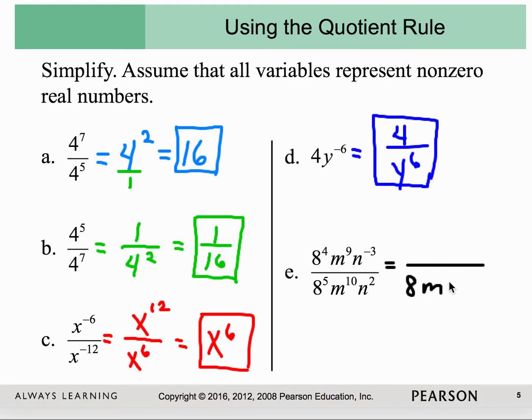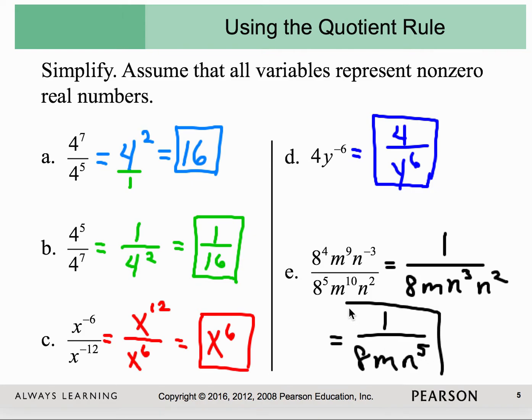Now this has to move to the bottom to make it positive. If there's nothing left in the top, there's always a 1. I know I'm not finished because I have these two that have the same base, so I can combine those. And whenever you're multiplying exponentials with the same base, remember what it means. Here's 3 n's multiplied together times 2 more n's. So I'm going to add the 3 and the 2 to get an exponent of 5.